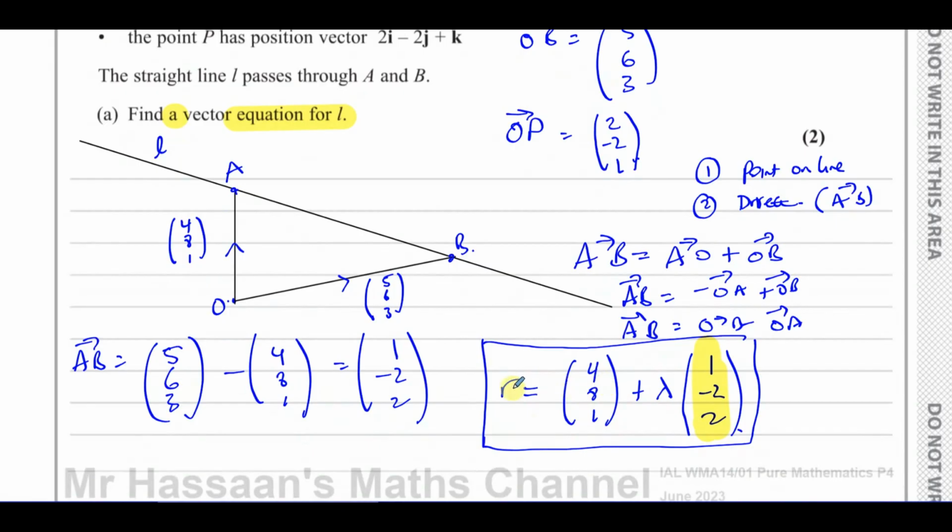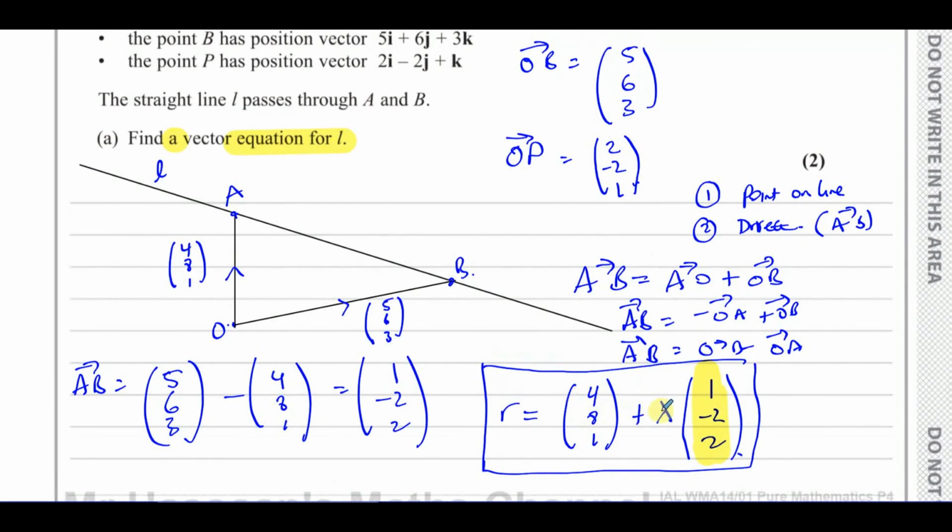Then you put it together in this equation. R equals, that's the equation of the line, equals 481, the position of a point on the line, plus lambda, some scalar parameter, times the vector representing the direction of the line.